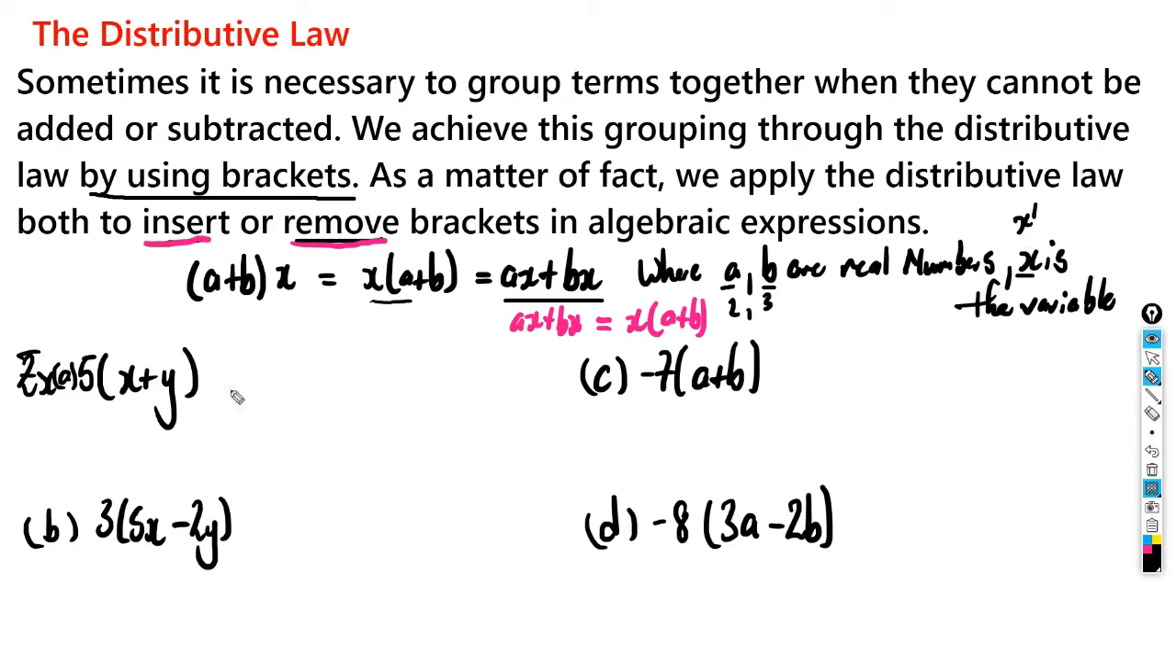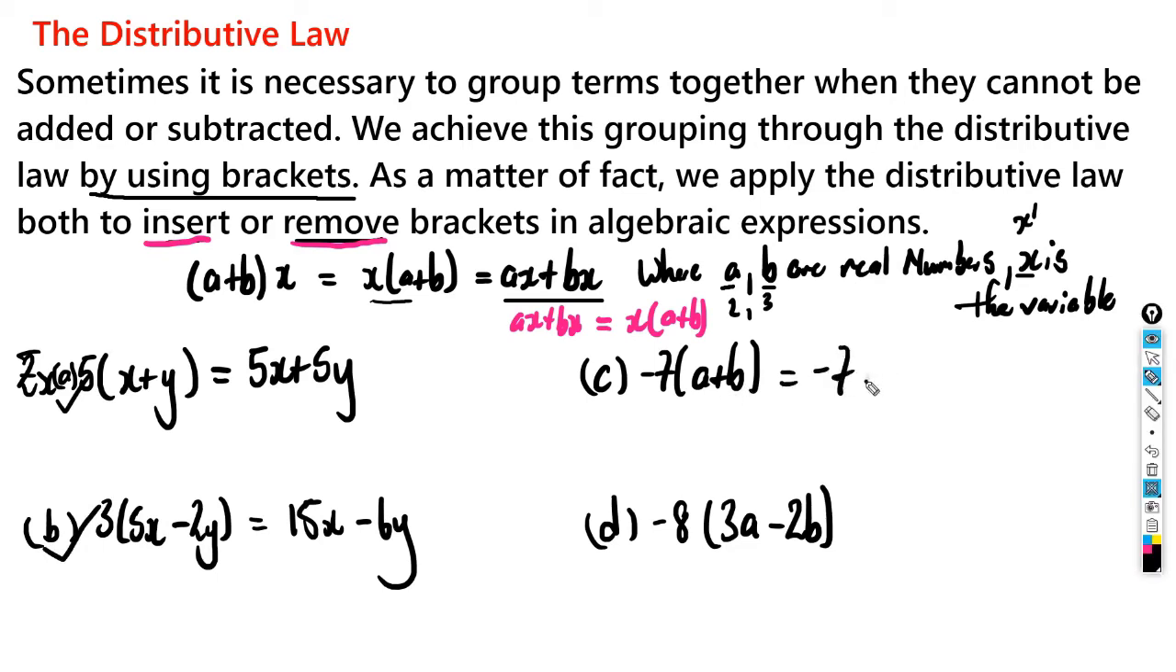Okay. All right, so let's look at this example. This one, if we use the distributive law and break it down, we're going to get 5x plus 5y. Pretty simple, right? Very easy. And for b now, we're actually going to get 3 times 5x, which is 15x, and 3 times 2y, which is minus 6y. Cool, really easy. Same thing here, we're going to get negative 7a for this one, minus 7b.